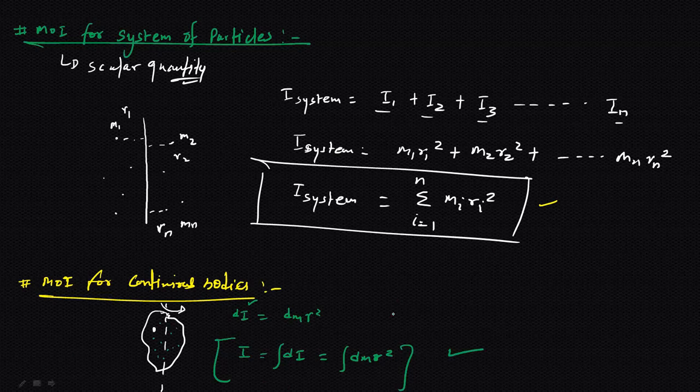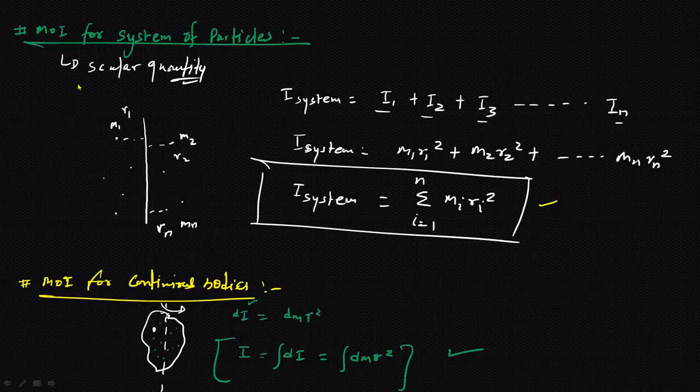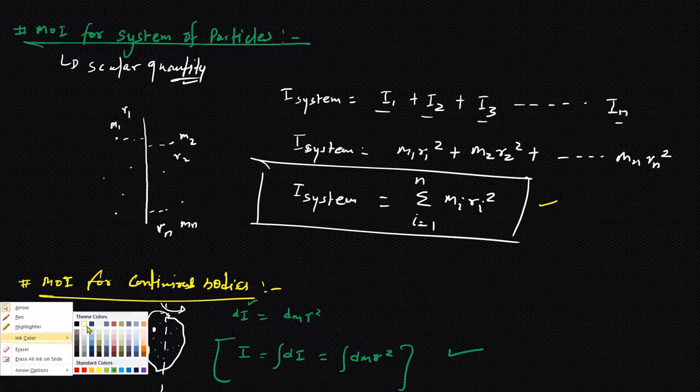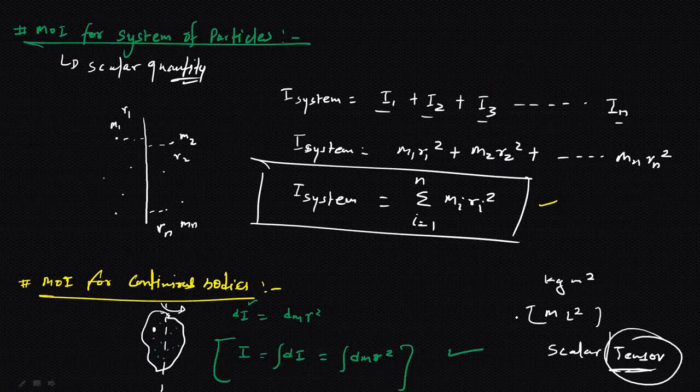So we have learned in this lecture what moment of inertia is, what its practical meaning is, how we can understand it, how we can calculate the moment of inertia for an individual point mass, for a system of particles, and for a continuous body. What is the unit for moment of inertia? It is kilogram meter square. What will be the dimension? The dimension will be ML2. Is it a vector or scalar? It is scalar. If you want, you can also take it as a tensor quantity. Why? Because in different directions the moment of inertia is different.